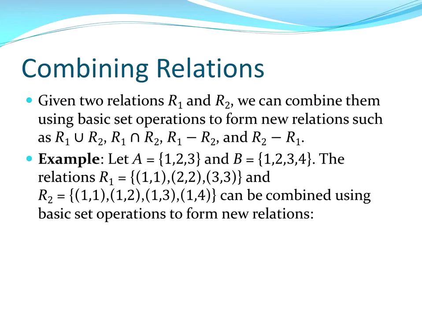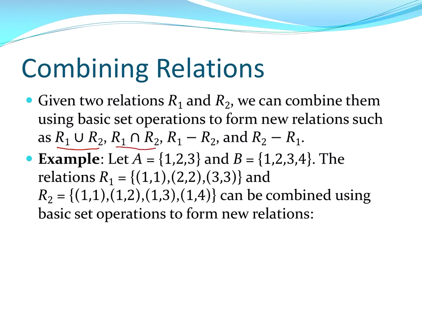This is section 9.1 of Rosen, Relations and Their Properties, and we're going to talk about creating new relations from existing relations. Here we're talking about relations from sets to other sets. So relation 1 and relation 2, since they are subsets of a Cartesian product, we can use our operators on sets to create new relations.